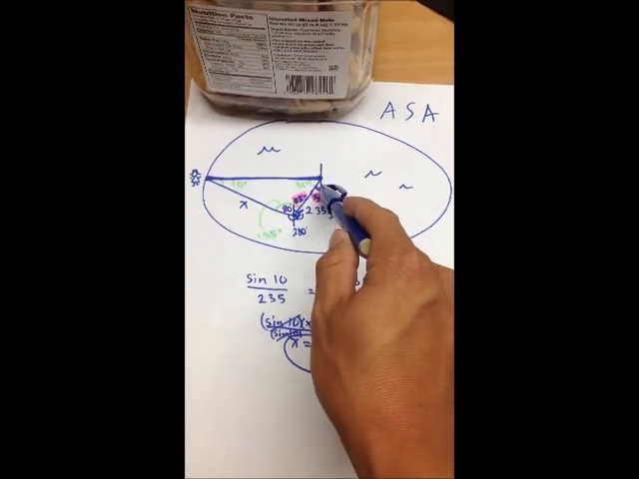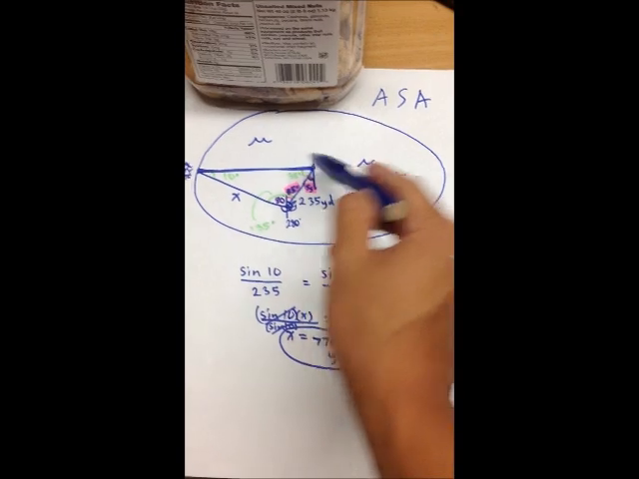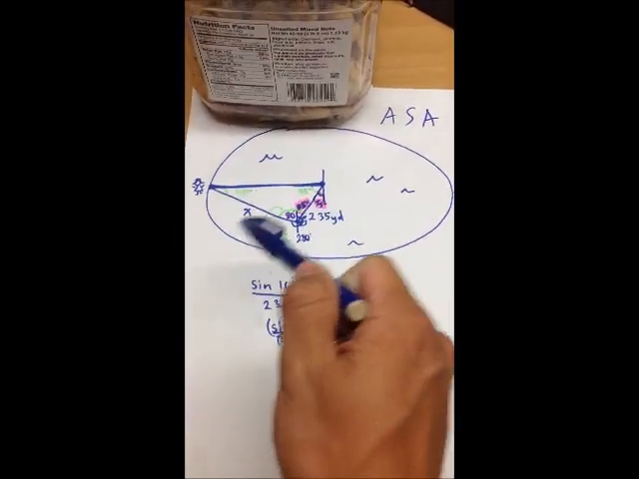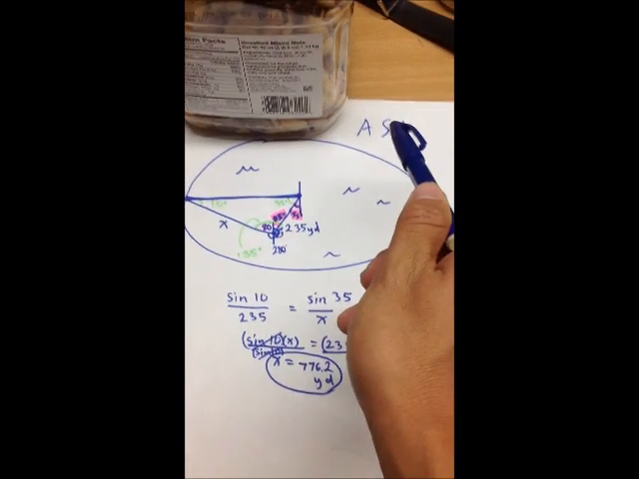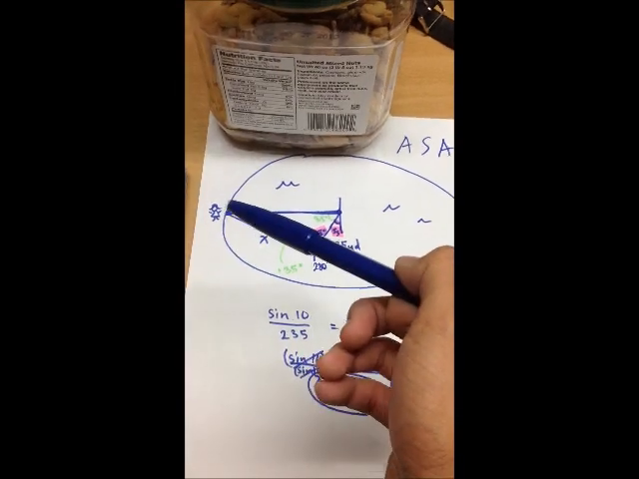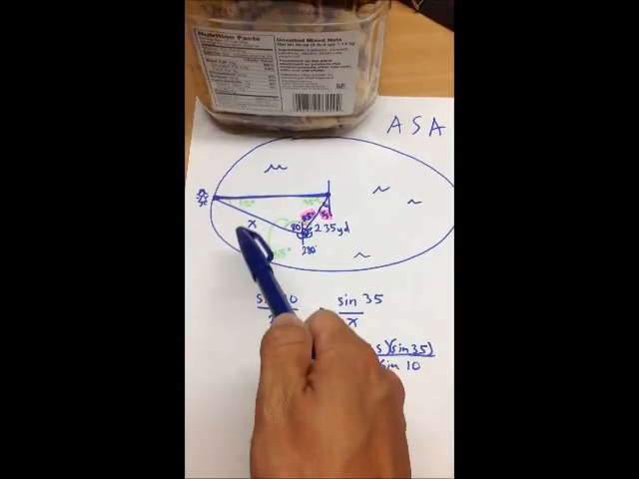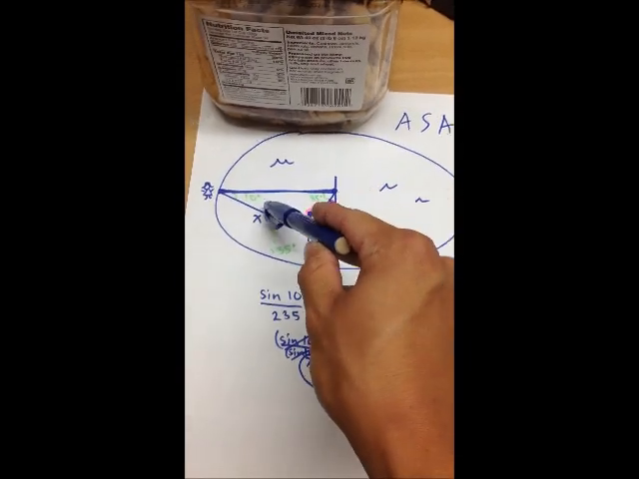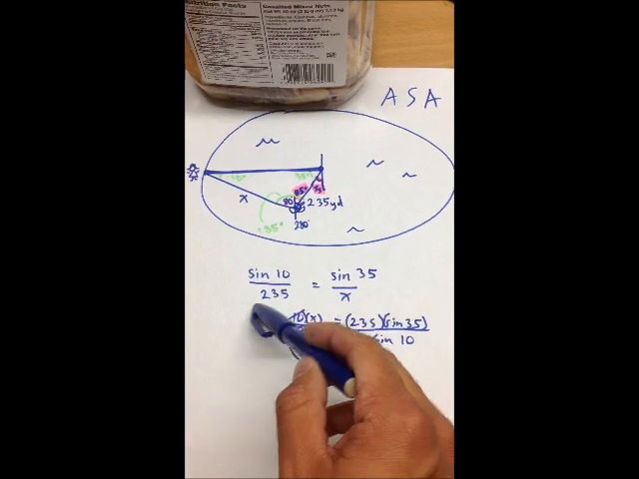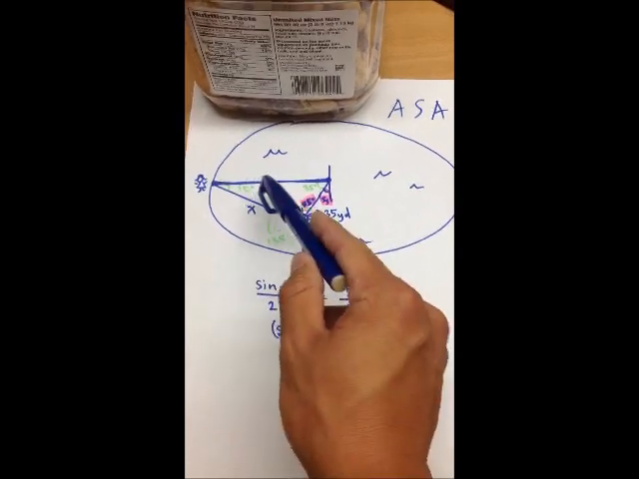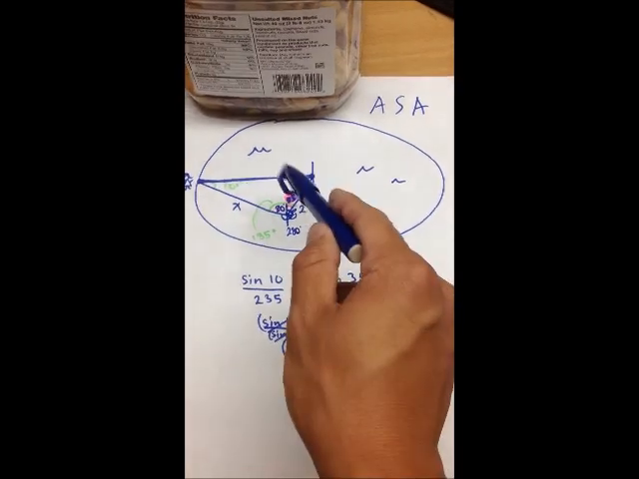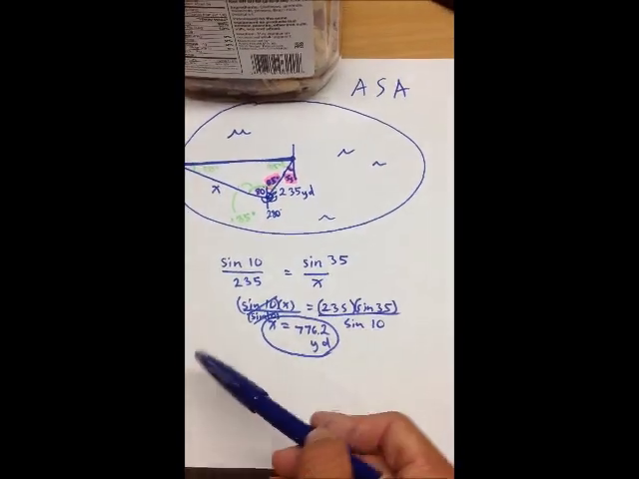Since we started with this, and we have this length, and we have that, this was an angle-side-angle problem. Just to point that out. So, if you knew that, you know that in the end, we're going to use the law of sines to solve for the missing length. So here, now that we found this angle, we can set up the law of sines. So sine of angle 10 over 235 equals sine of 35 over x.